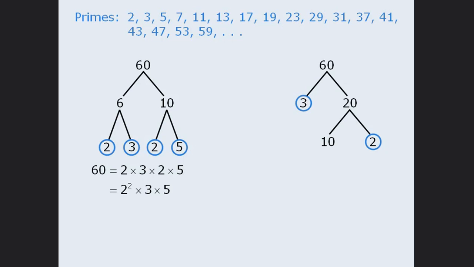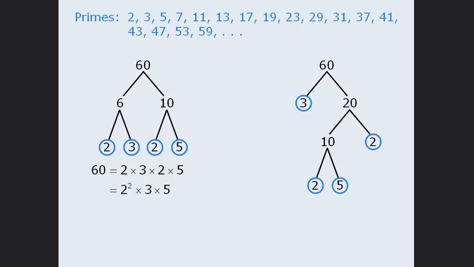Now 10 is not prime, so we can rewrite it as the product of two numbers. Two numbers that multiply to be 10 are 2 and 5. 2 and 5 are both prime, so we'll circle them. We've now reached the ends of our branches.